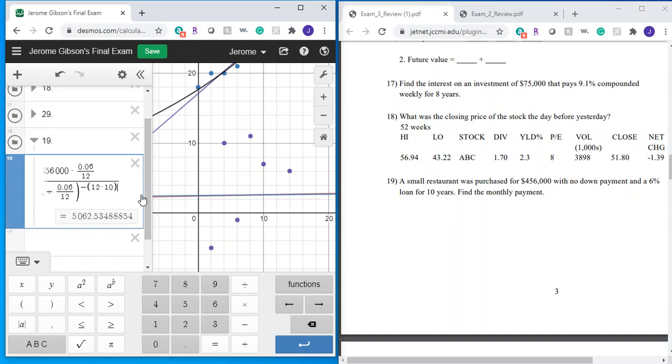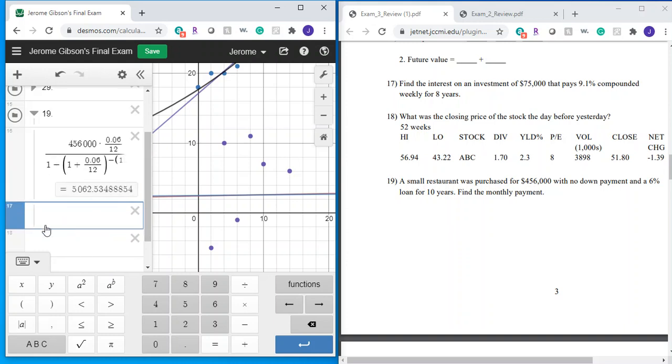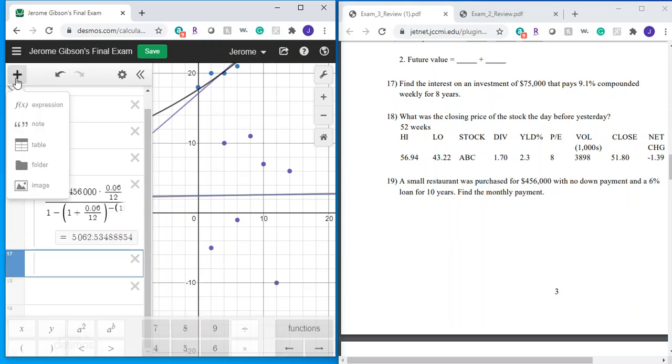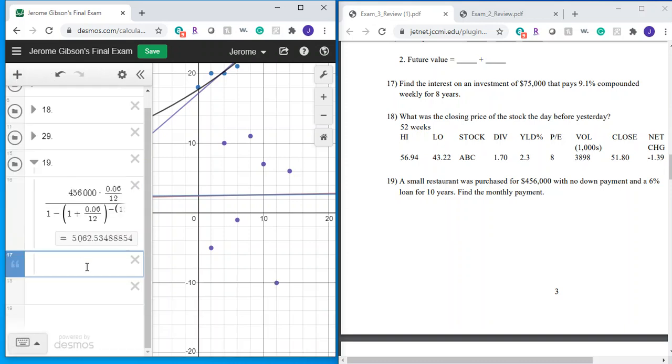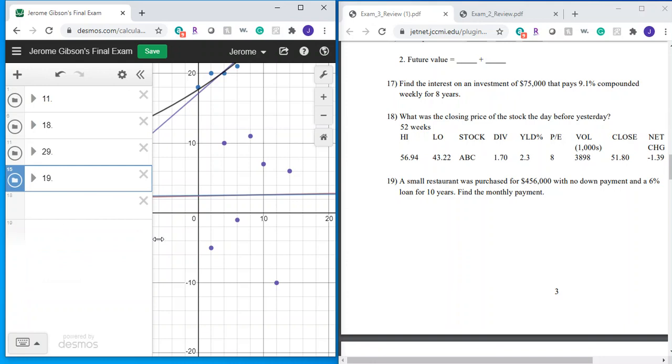So after you do this, you'll press enter to go down here, and then you will do a note. You will say the monthly payment is $5,062.53 when you round it. And you are done.